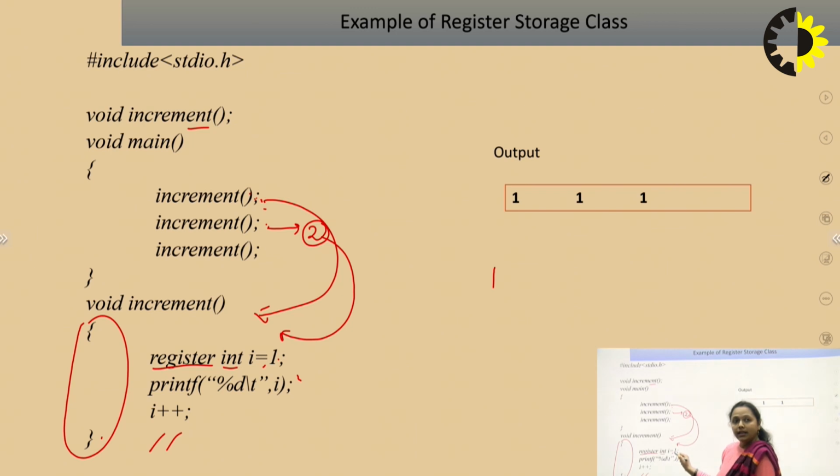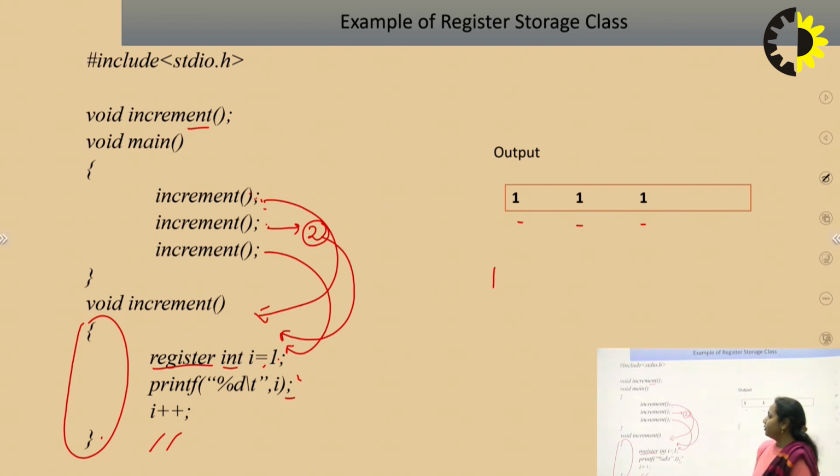The value of i is 1. The value of i has not been incremented because the life of the variable is confined within the function definition. So wherever this function is defined, the value is defined till that position. So again it will print 1. i++, then go back to main. Again the third time the function is called. Again it will print 1. So we will get the output 1 three times.